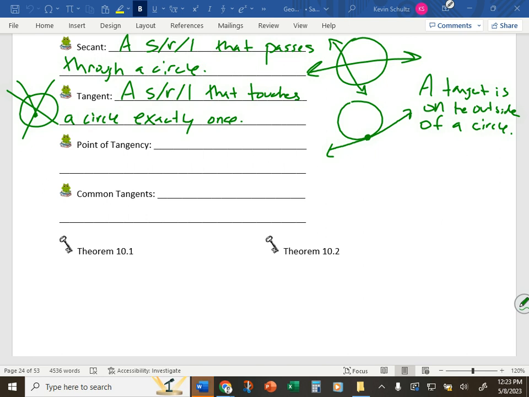Point of tangency is the point on a circle the tangent line touches. So the point of tangency is that special point, that one point that the tangent line touches. That is the point of tangency. The point on a circle the tangent line touches is the point of tangency.